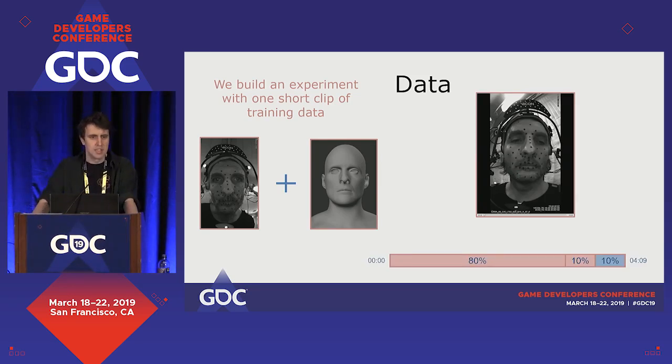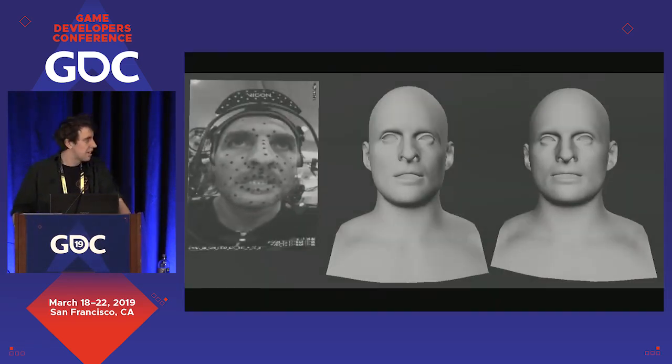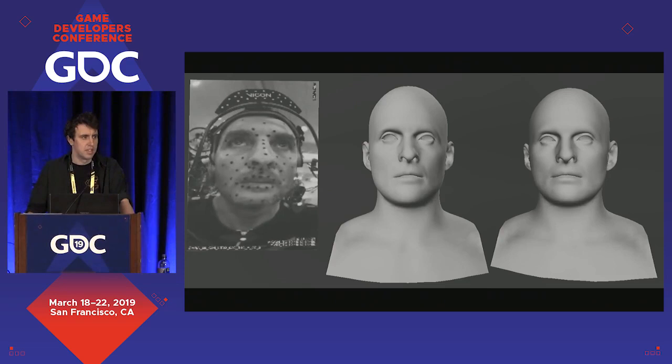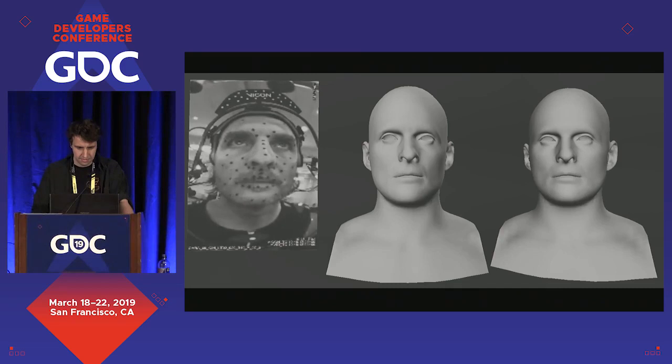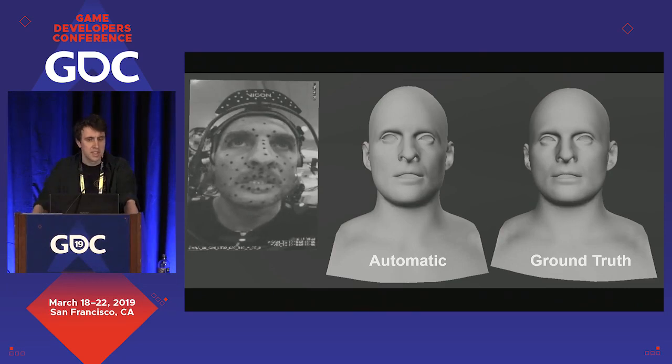And we took the first 80% of the video for training, 10% for validation, and 10% for testing. So see if you can tell which one you think was the ground truth in this case, and which one was generated by our little experiment. So the one on the left is automatic, the one on the right is the ground truth, but I think in general it's pretty hard to tell the difference. So of course this is a very limited experiment. Again, it's an actor which we've seen, we've trained on, but it's an interesting proof of concept.